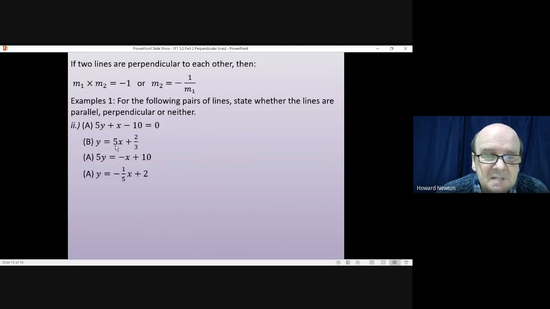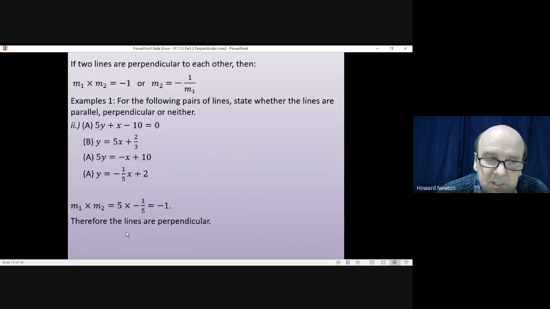Now clearly they're not the same gradient as each other, so the two lines are not parallel. But if you multiply the two gradients together, 5 times by minus a fifth, that does give you minus 1. So the two lines must be perpendicular to each other.